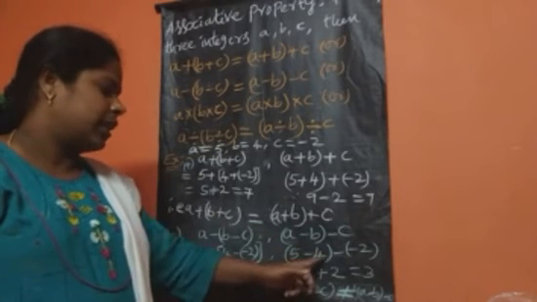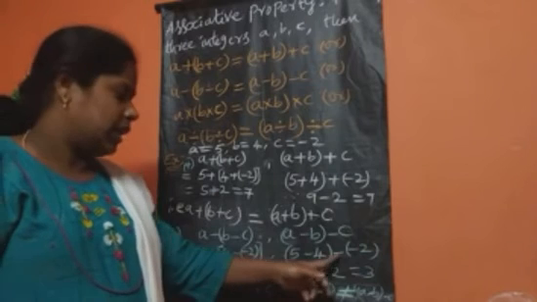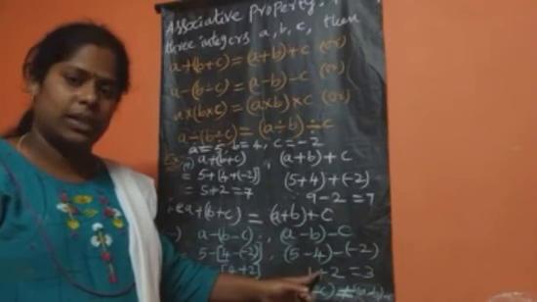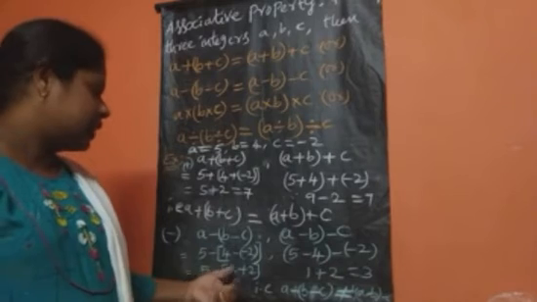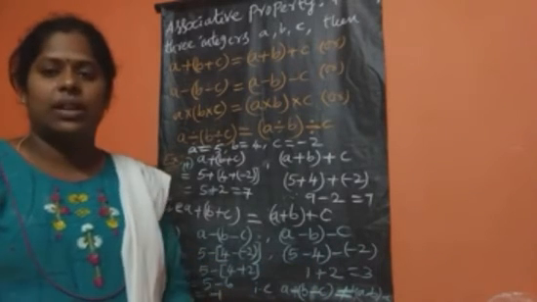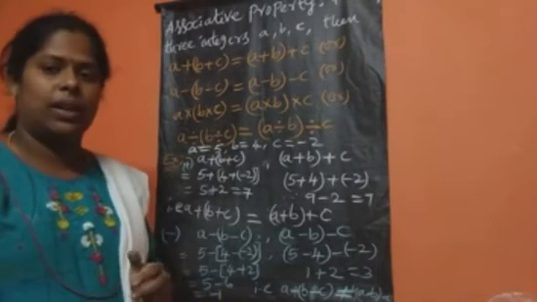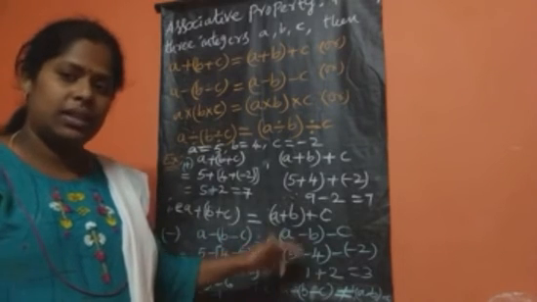Next, a minus (b minus c) is equal to 5 minus (4 minus (minus 2)). 4 minus minus 2: minus into minus we already know is plus, so 4 plus 2 is 6, and 5 minus 6 is minus 1. Here, the LHS answer is not equal to the RHS answer. That's why subtraction does not satisfy the associative property. So integers cannot satisfy the associative property under subtraction.